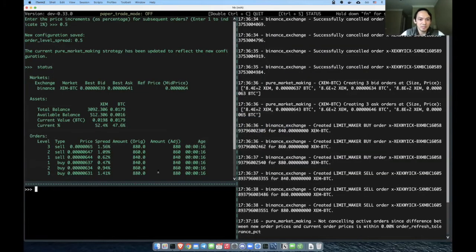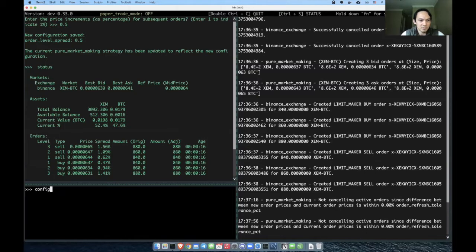On the bot, you can see the amounts that it's trying to create. The 840 and the amount adjusted column right now are the same by default, because I have not enabled inventory skew. So whatever size you've told the bot to make, it's creating the same amount of orders, even though you can see here my asset mix is slightly off. It's not exactly 50-50.